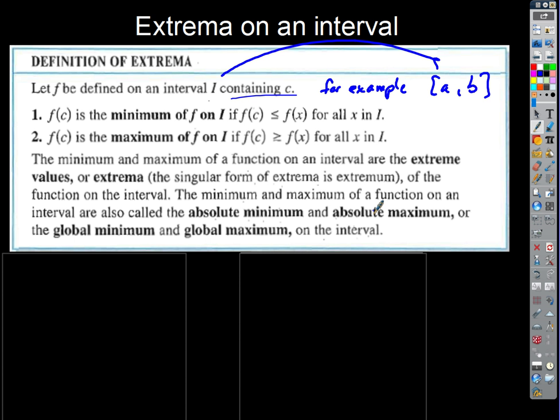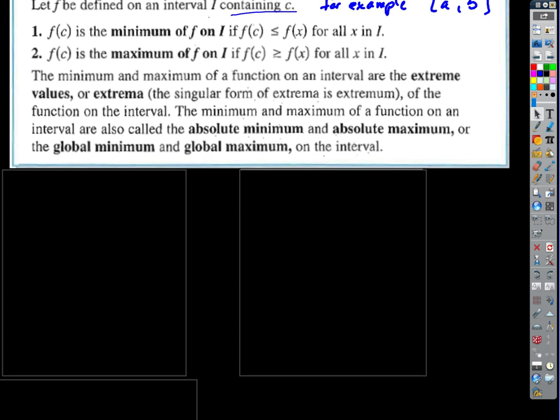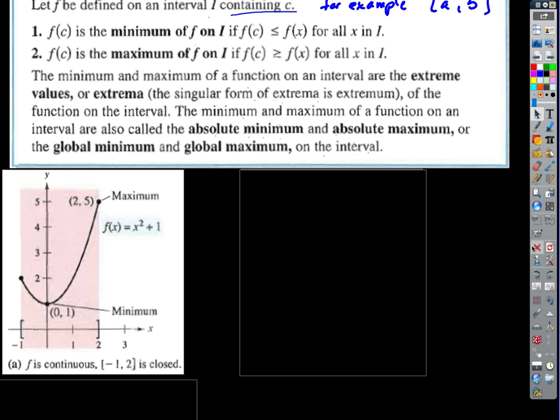So here's some examples. We'll come back to these, but let's just look at a couple. Let's say the interval is the closed interval from -1 to 2. So we've got this function, f of x equals x squared plus 1, just a regular old parabola that's been vertically translated by 1, okay? Let's only graph that function on our interval from -1 to 2 inclusive. It's a closed interval. Remember, that means we're including the endpoints, right?